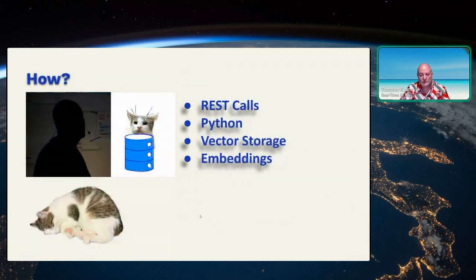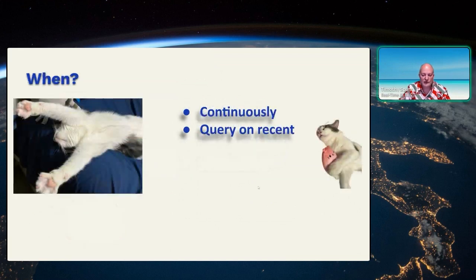So, how do we do this? We're going to make that REST call. We're going to use Python. We're going to put it in vector storage and use embedding models to get it in there. Now, I've shown you some AI graphics before. These are my real cats. These are not AI, just so we have disclosure. Again, same here.